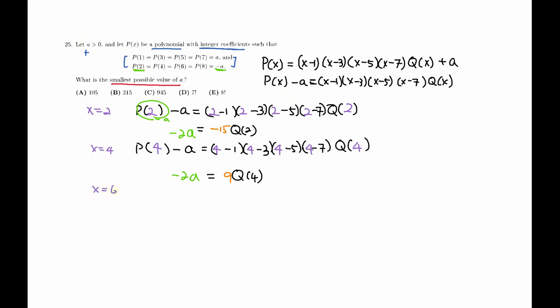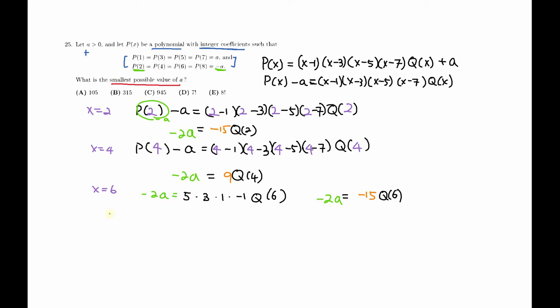Okay, let's go to x equals 6. It's the same pattern all over again, so I'm going to skip this. We have negative 2a equal to the same method, except this time I have a 6 in the x. So you have 6 minus 1, you get 5, 6 minus 3, you get 3, 1, and negative 1. When you multiply this, you get negative 15, which is the same coefficient as when x was 2. So negative 15 Q(6) equals negative 2a.